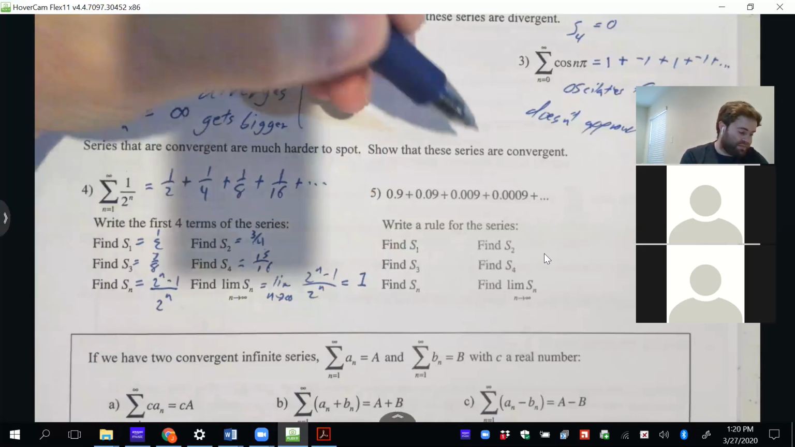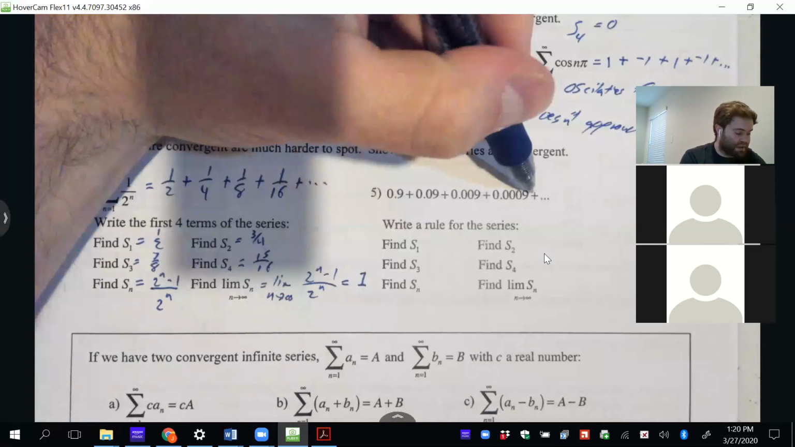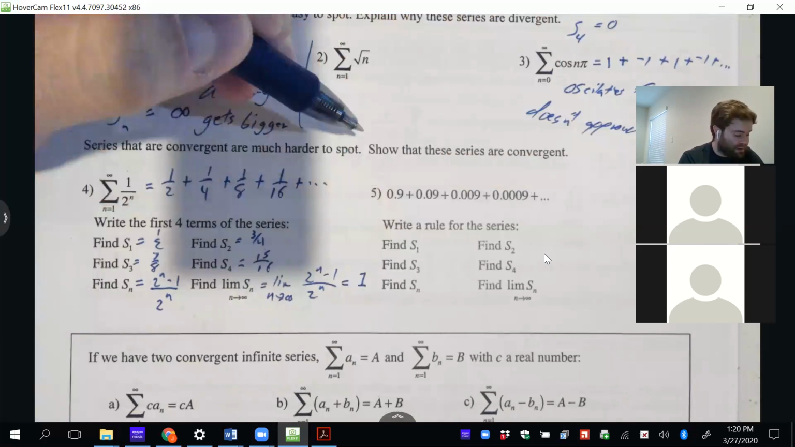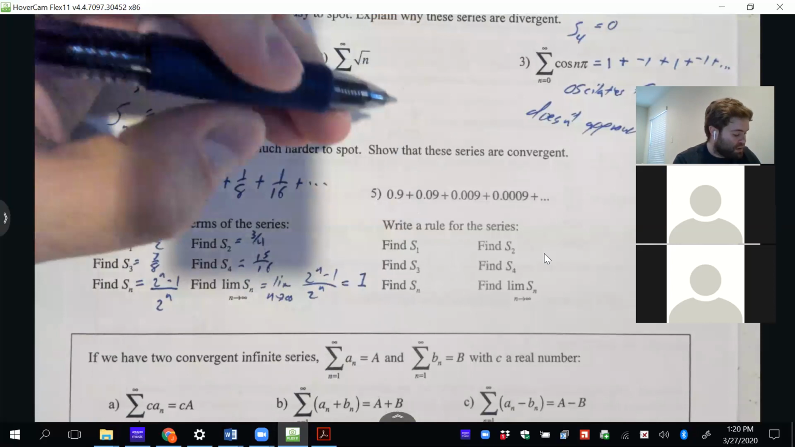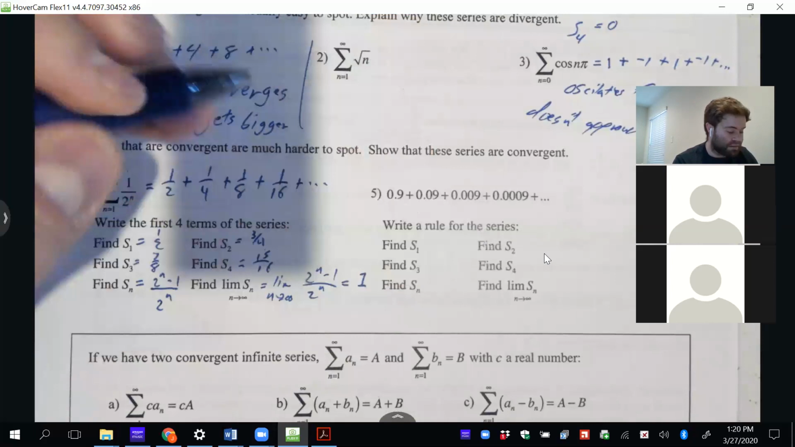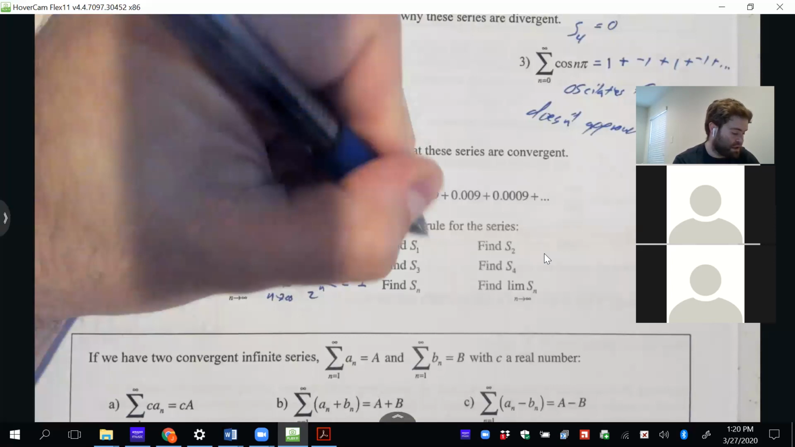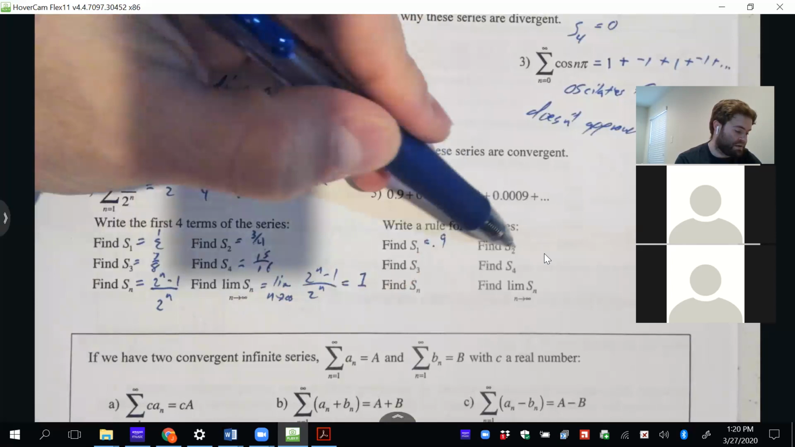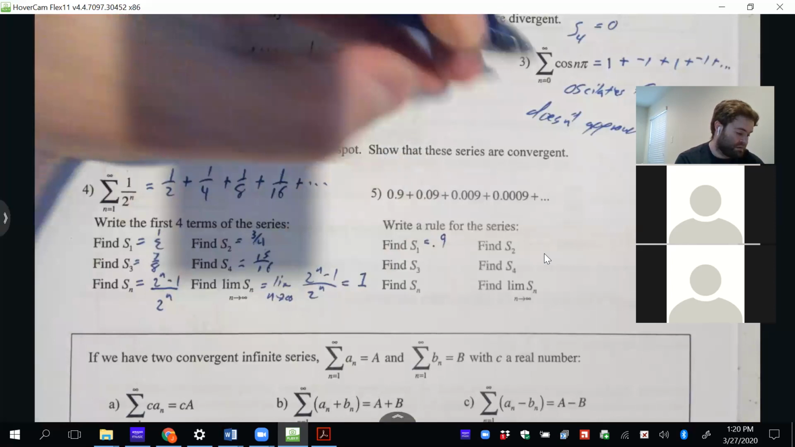On number 5, we have 0.9 plus 0.09 plus 0.009 plus 0.0009 plus ... And they didn't give us the summation rule here. We could figure it out, but we don't need to right now. For us to find s sub 1, s sub 2, 3, and 4 like we did on number 4. So s sub 1, well, that's just 0.9. S sub 2, sum of the first two terms. Well, 0.9 plus 0.09, that 0.9 would just get added to that 0, so it's 0.99.